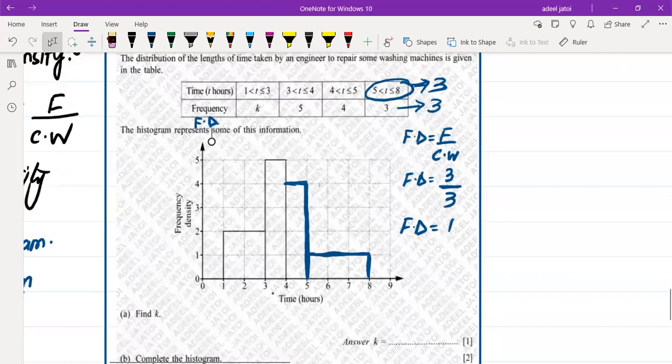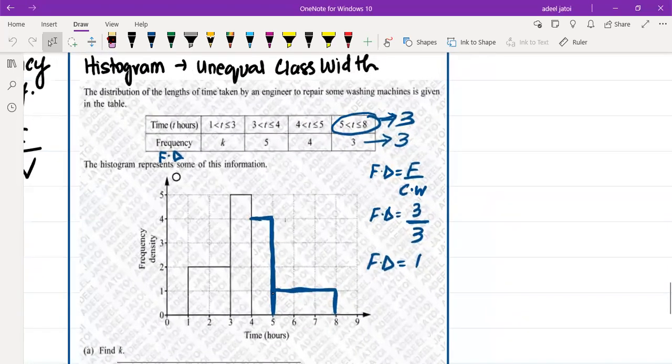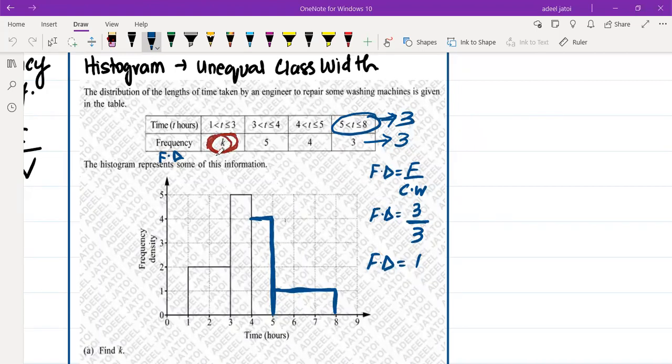But since we were doing an example for unequal class width, the examiner will always ask you to find out the value of the frequency as well, which is not given. Now, considering this, we need to find out K, and K is your frequency. To find the frequency, we will have to look at the frequency density data. What is the frequency density for 1 to 3? Your frequency density here is 2, and the class width is 2 as well. The difference in the class width is 2.